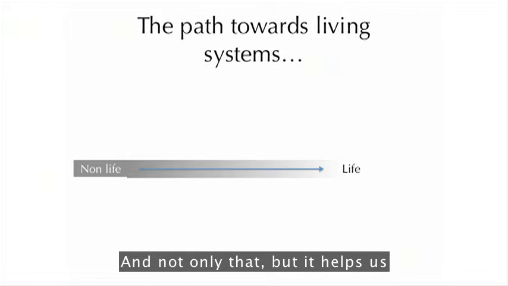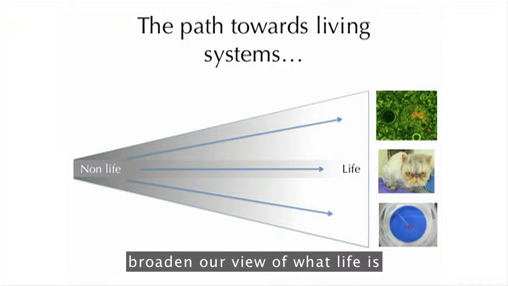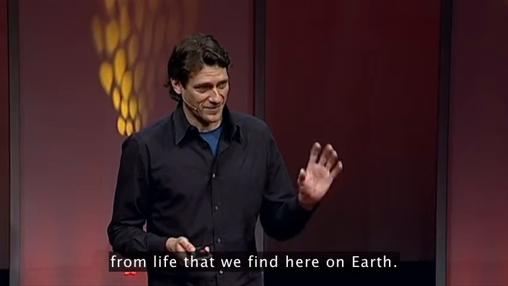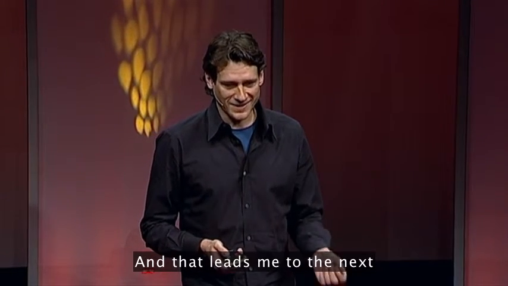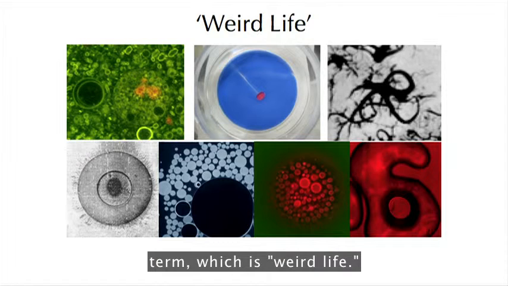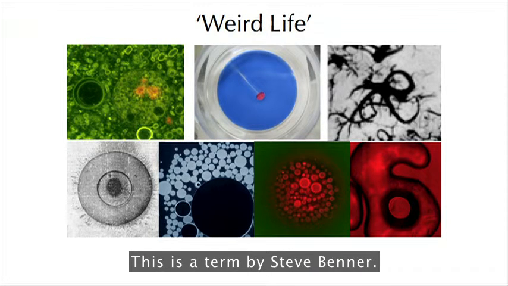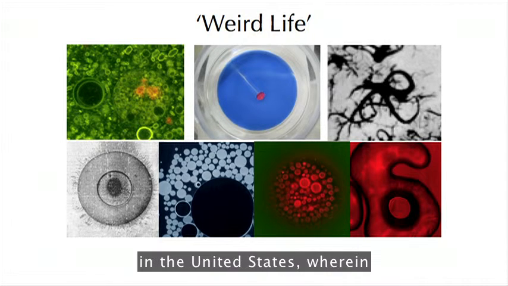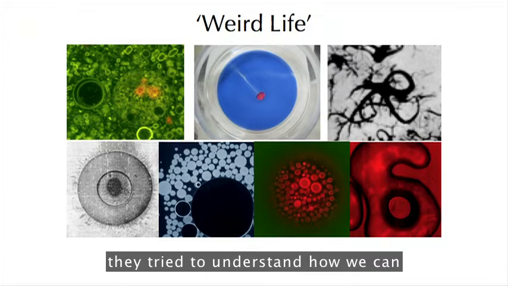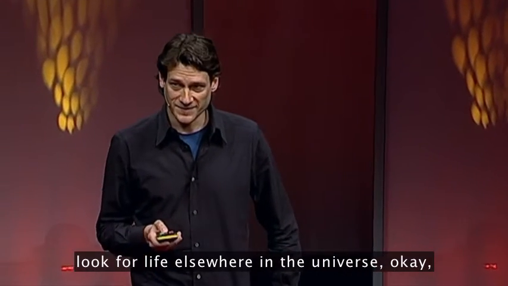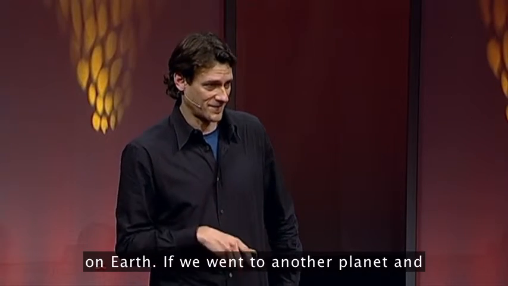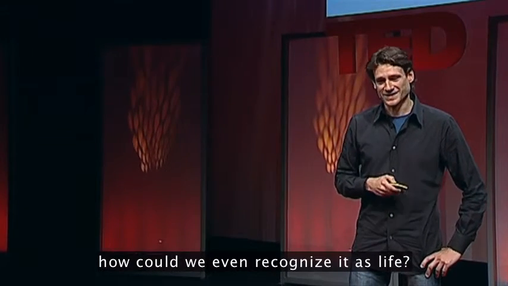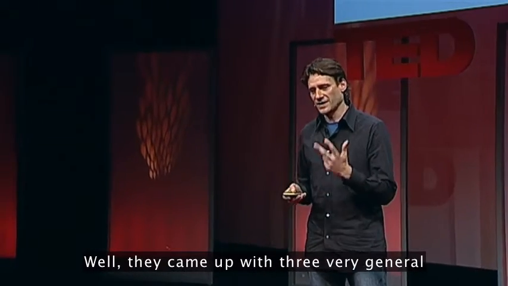And not only that, but it helps us broaden our view of what life is and what possible life there could be out there, life that could be very different from life that we find here on Earth. And that leads me to the next term, which is weird life. This is a term by Steve Benner. This is used in reference to a report in 2007 by the National Research Council in the United States, wherein they tried to understand how we can look for life elsewhere in the universe, especially if that life is very different from life on Earth. If we went to another planet and we thought there might be life there, how could we even recognize it as life? Well, they came up with 3 very general criteria.